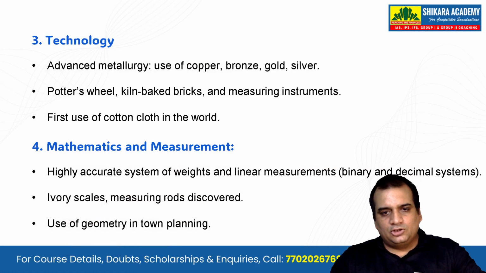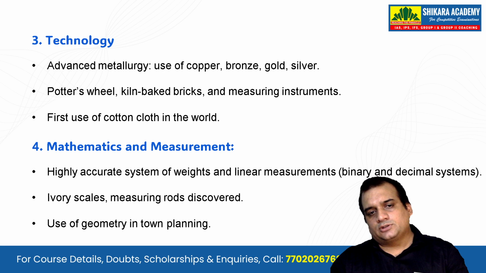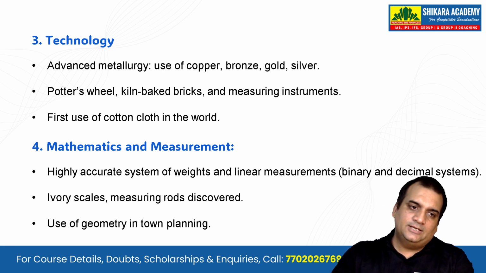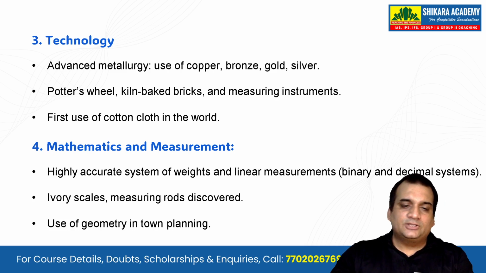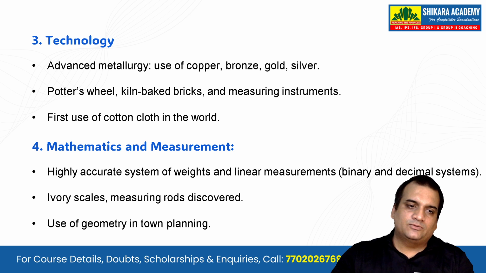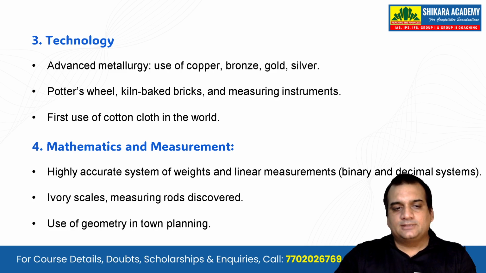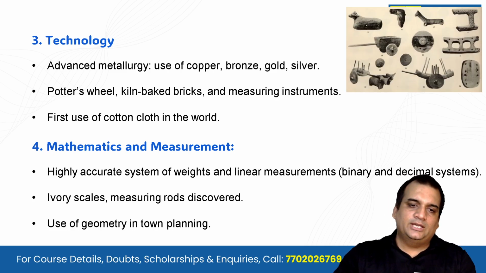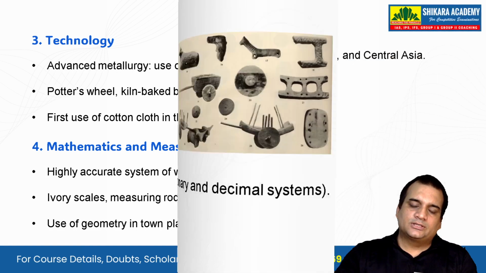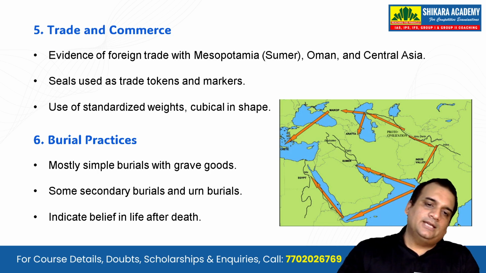The technology: we have already seen that they were using advanced metallurgy, because to create bronze you have to use copper and tin and other things. First use of cotton cloth in the world, please don't forget, was in the Indus Valley civilization. Potter's wheel, kiln bricks, measuring instruments, everything was there. What the world was going to discover in the coming years was already being used in the Indus Valley civilization.